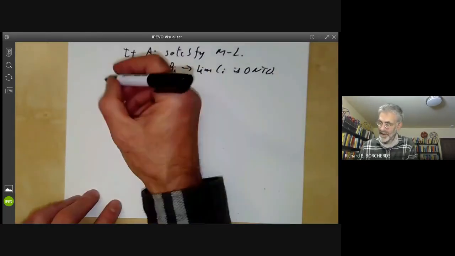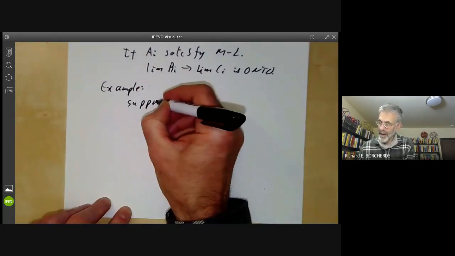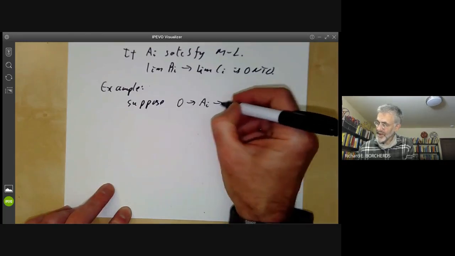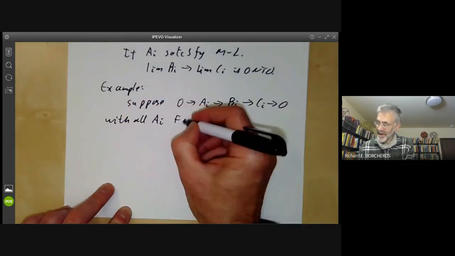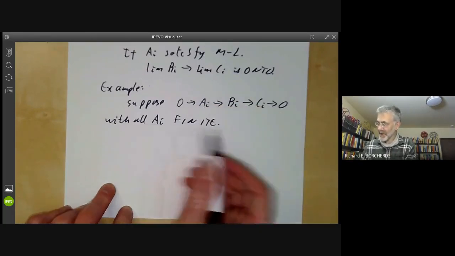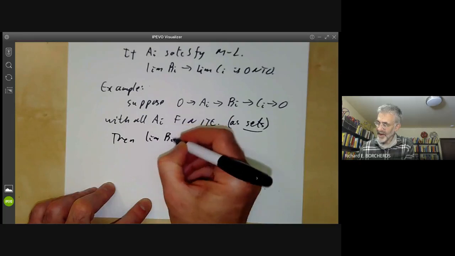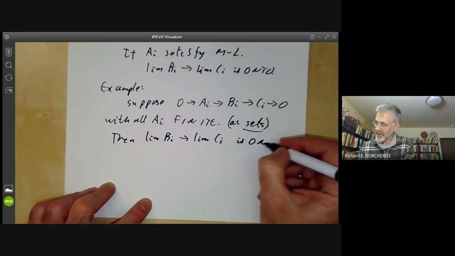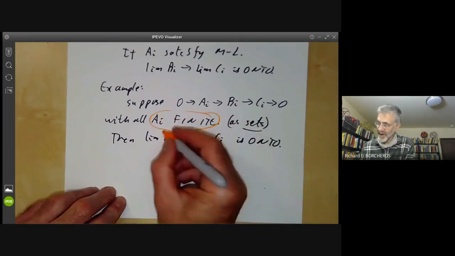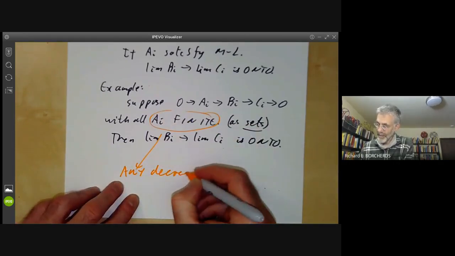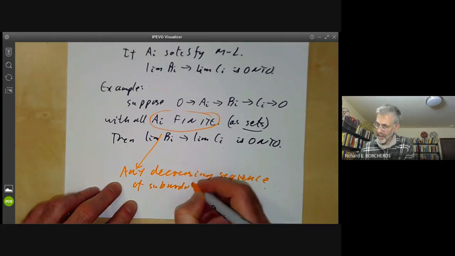We can have one example of this. Suppose we have maps naught goes to Ai goes to Bi goes to Ci goes to naught with all the Ai finite. By this, I don't mean they're finitely generated or anything like that. I mean they're finite as sets. Then the limit of the Bi mapping to the limit of the Ci is onto. And the reason for this is that if all the Ai are finite, this implies any decreasing sequence of modules stabilizes.